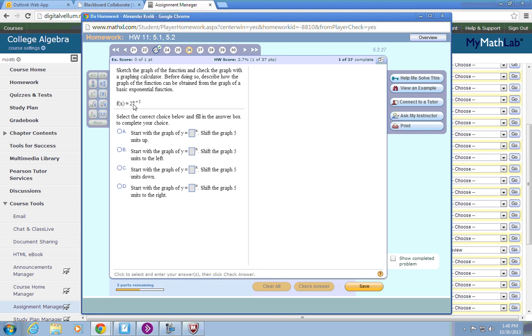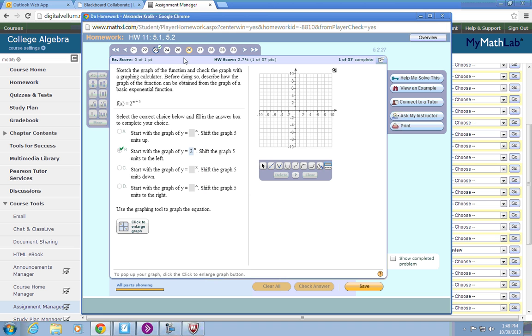So how would we do that one? It's 2 to the x, right? And where we're going to shift it when it's x plus 5. So shift the graph 5 units left, right? So B in this case, right? Oh, yeah, I have to put 2 in there. Oh, now we have to graph it too, right? So here's the graph. So that's an exponential. Wow. So what's our y-intercept?